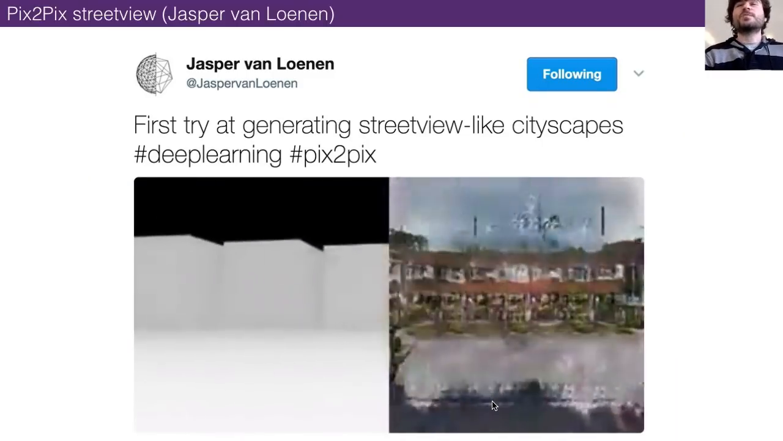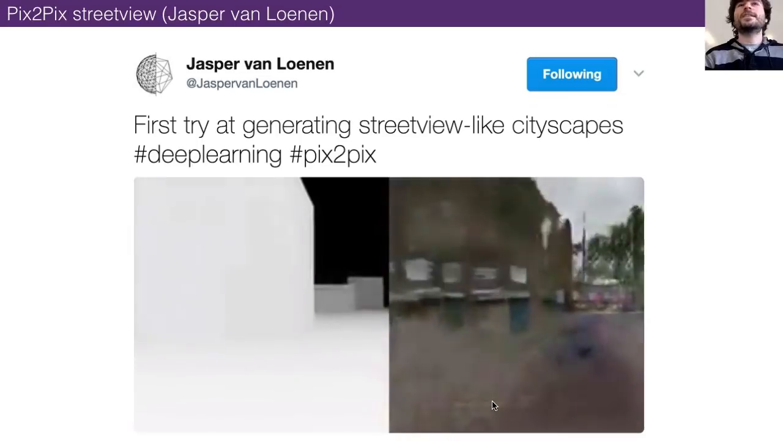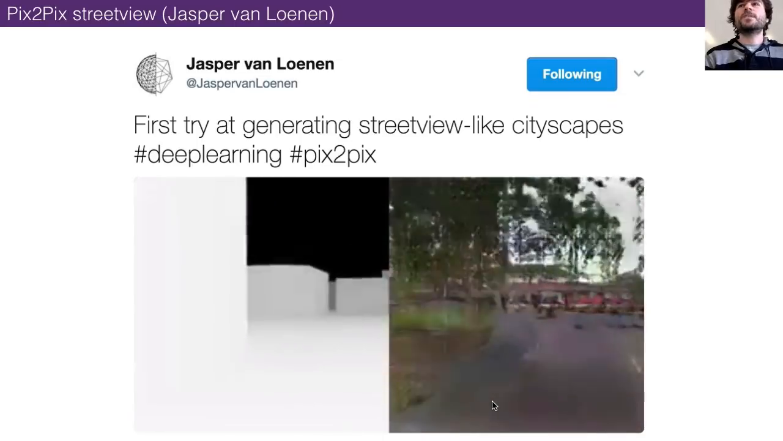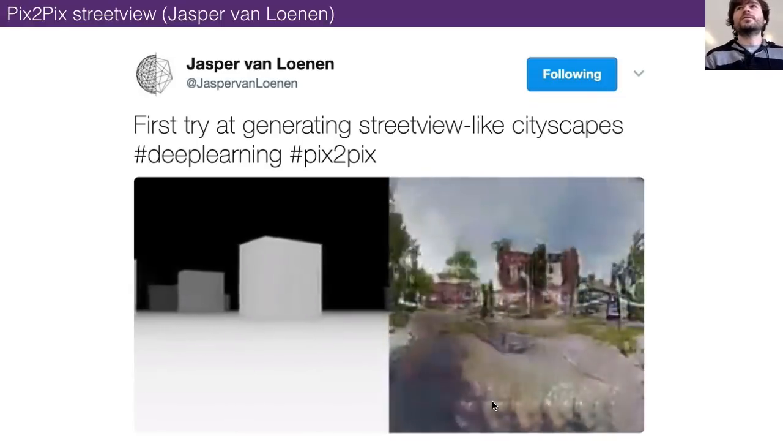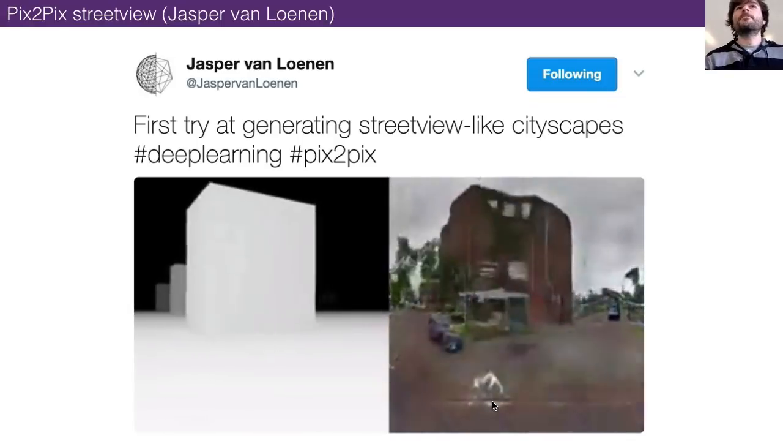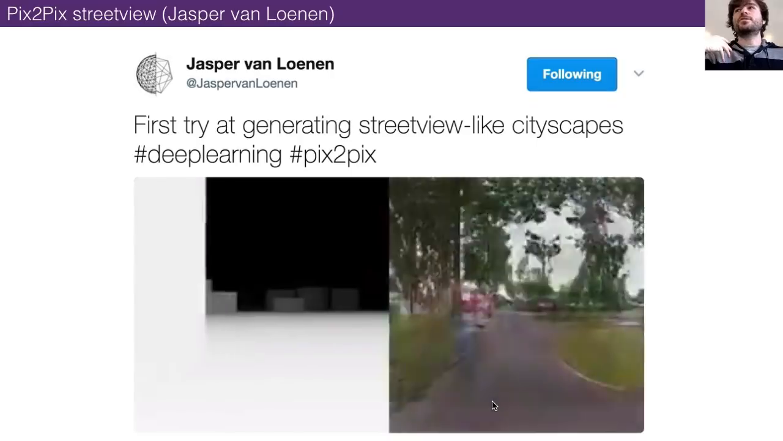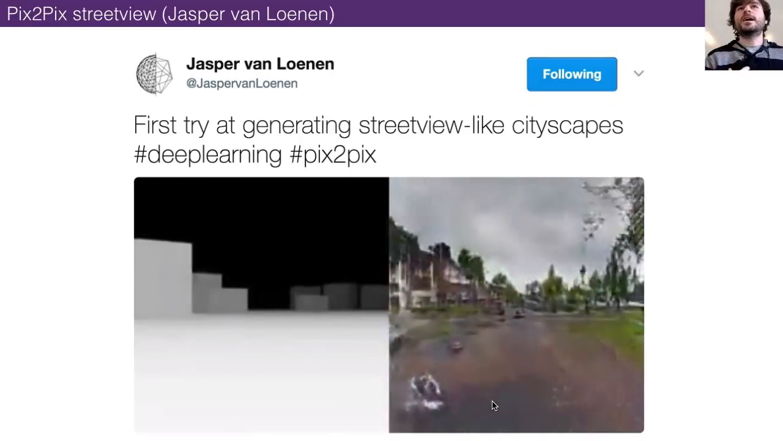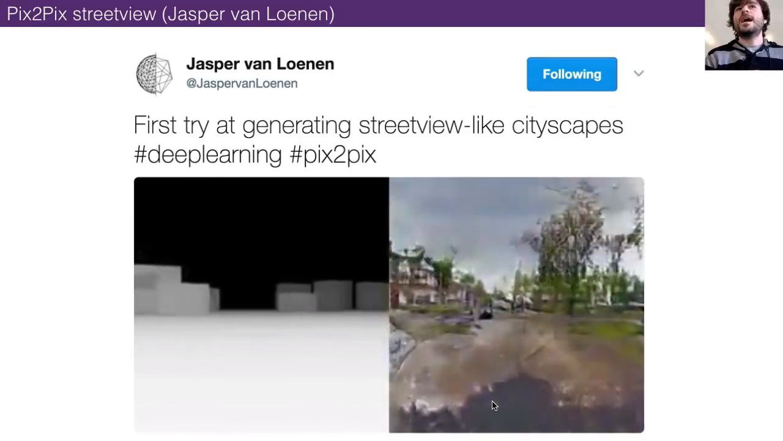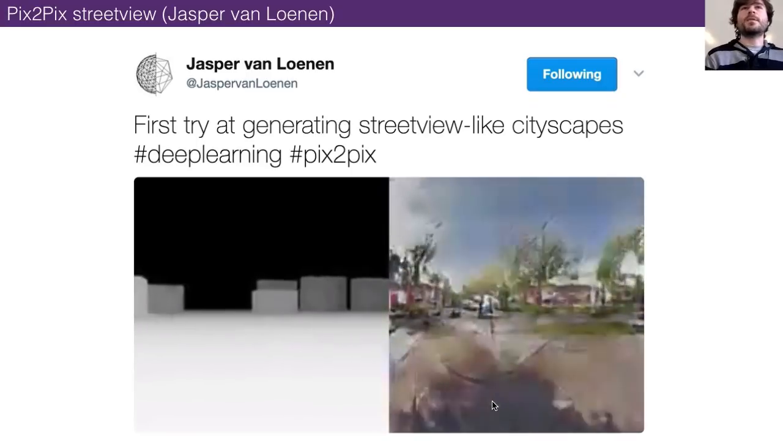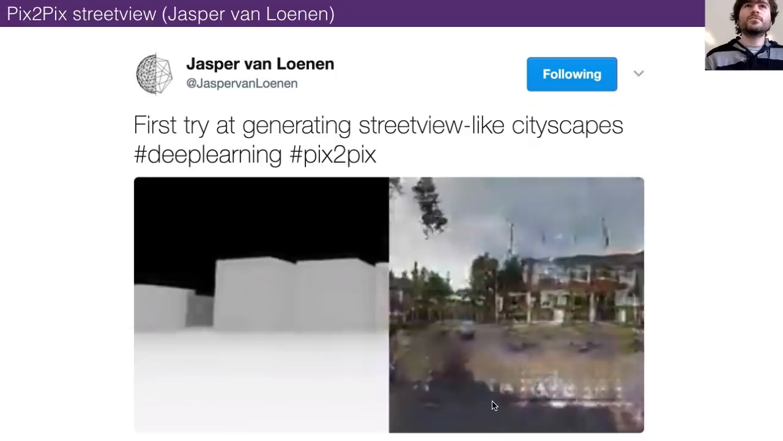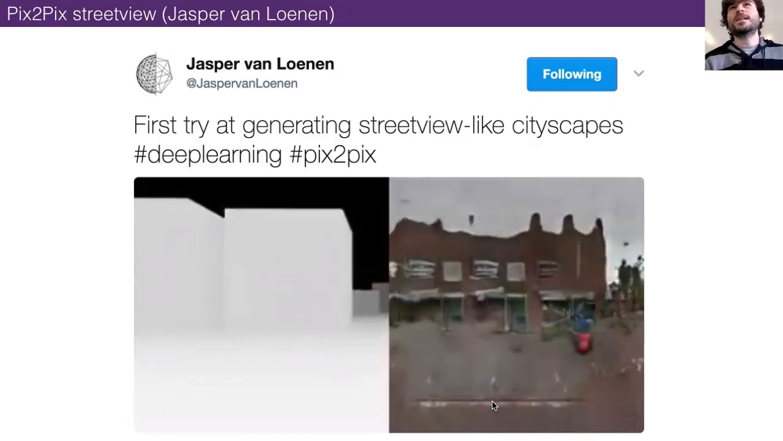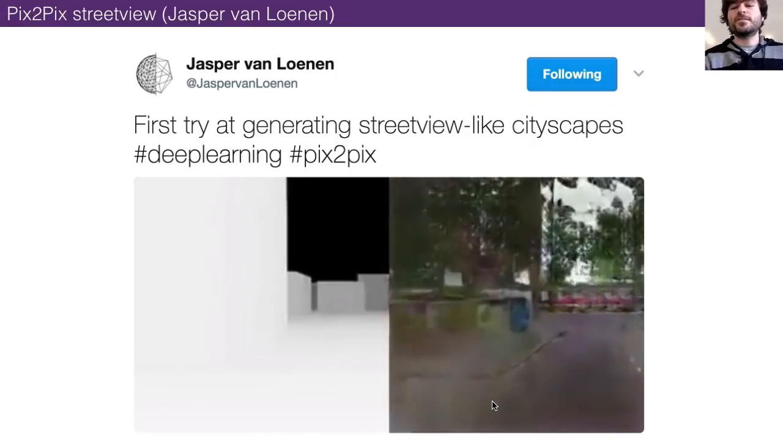A friend of mine named Jasper van Lonen out in the Netherlands basically used the Google Street View API to download a whole bunch of Street View scenes as well as their corresponding depth maps. So you can extract the depth maps from Street View and then train pics-to-pics to convert the depth maps into Street View scenes. Then he made his own depth maps inside of Unity or something like that and generated a video like this.